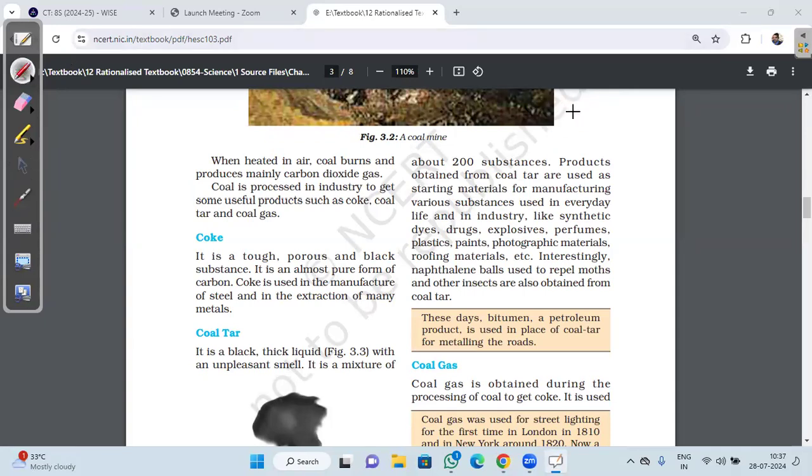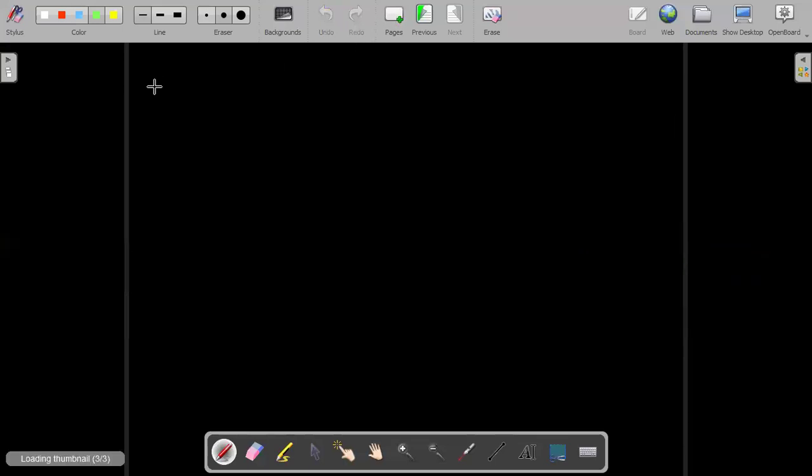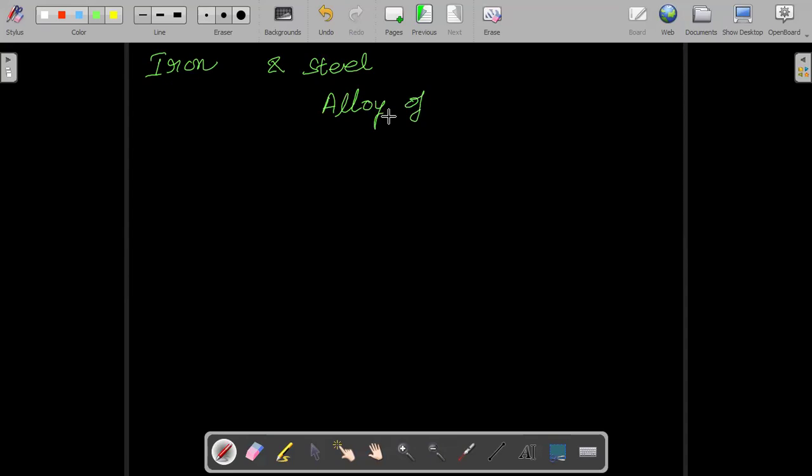Okay, what is the difference between iron and steel? Can anyone tell the difference between iron and steel? Sir, iron rusts easily, but steel doesn't rust. Okay, steel doesn't rust. Any other thing between iron and steel? Sir, iron is extracted from iron ore. Iron is heavier than steel, sir. Steel is lightweight. Steel is an alloy of iron and carbon.